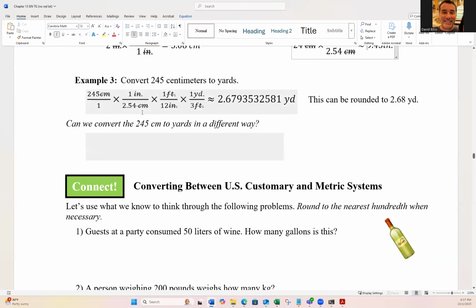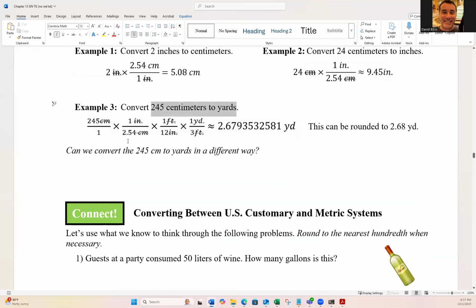All right, now if you want to convert 254 centimeters to yards, you got to do a couple of steps based on the information we have. 245 centimeters times 1 inch over 2.54 centimeters times 1 foot over 12 inches times 1 yard over 3 feet. So now everything cancels out again. Feet cancel out, inches cancel out, centimeters cancel out. So you have 245 divided by 1 times 1 divided by 2.54 times 1 divided by 12 times 1 yard. So you end up with 2.68 yards.